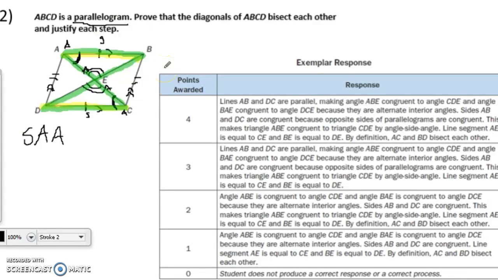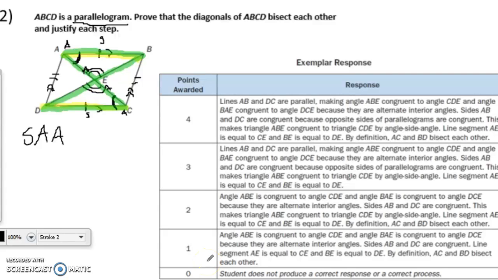That is just some chicken scratch thinking through it. And now we want to look at what they're actually looking for in the responses. So I want to start down here at the bottom. You will only get 1 point if you say this. Angle ABE is congruent to angle CDE, and angle BAE is congruent to angle CDE because they are alternate interior angles. Side AB and DC are congruent. Line segment AE is equal to CE, and BE is equal to DE. By definition, AC and DC must bisect each other.